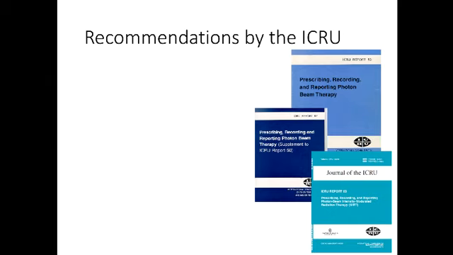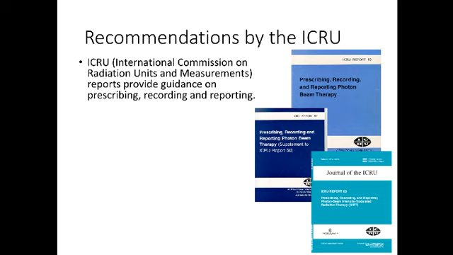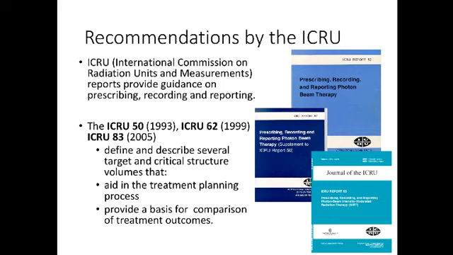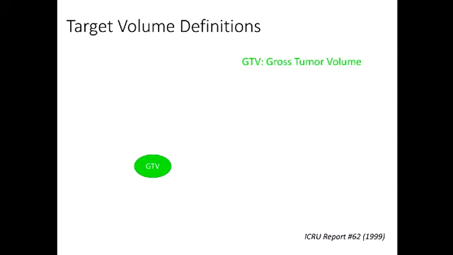In these videos, I'm going to be making reference to these recommendations, these reports by the ICRU. ICRU is the International Commission on Radiation Units and Measurements, and in these reports they provide guidance on prescribing, recording, and reporting dose. There are three main reports spanning the decades, the most recent one being 83 from 2005. They define and describe several structures that are important. This aids in the treatment planning process, and it provides a basis for comparing treatment outcomes. So it's the standard for these types of things.